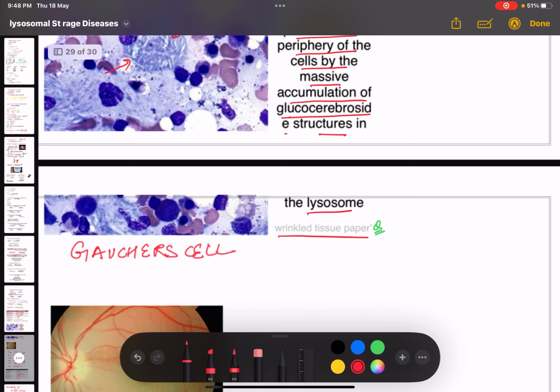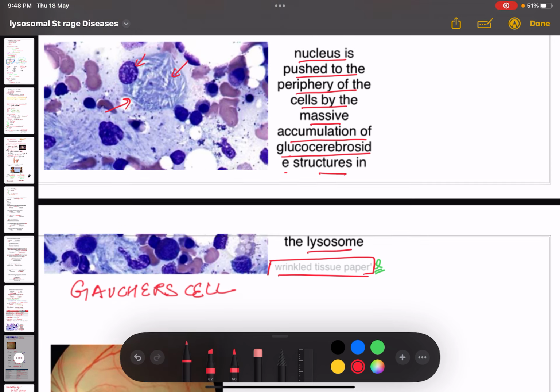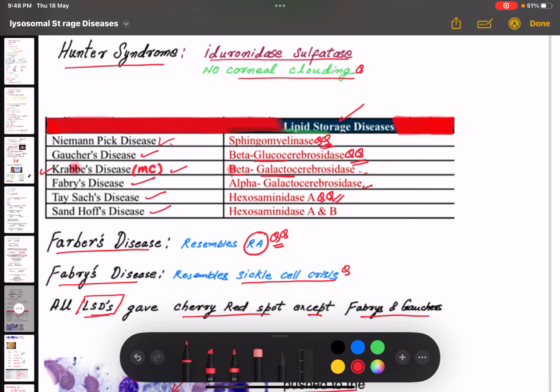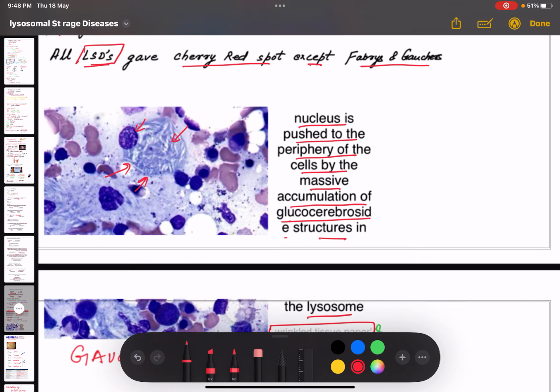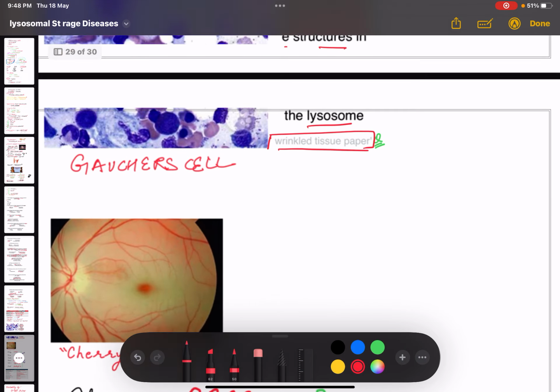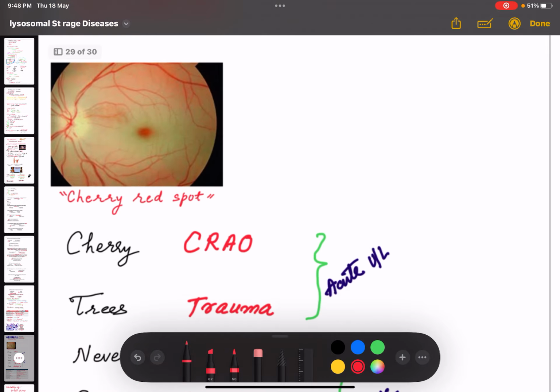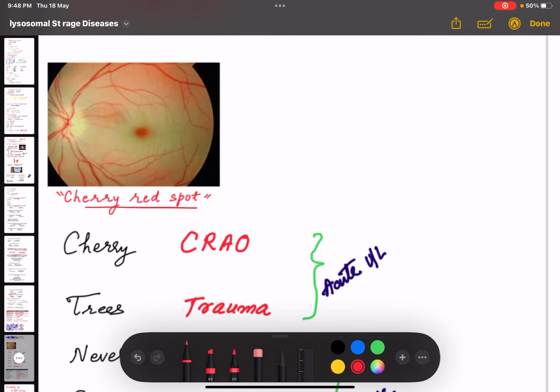Okay, this is also an exam question. In the exam, you will be given the wrinkled tissue paper appearance, or you can be given this image also, and you go for Gaucher's disease, which is due to deficiency of beta glucocerebrosidase, and the glucocerebrosides are accumulated inside the cell. Okay, this is the cherry red spot which you can see here on the fundus examination.